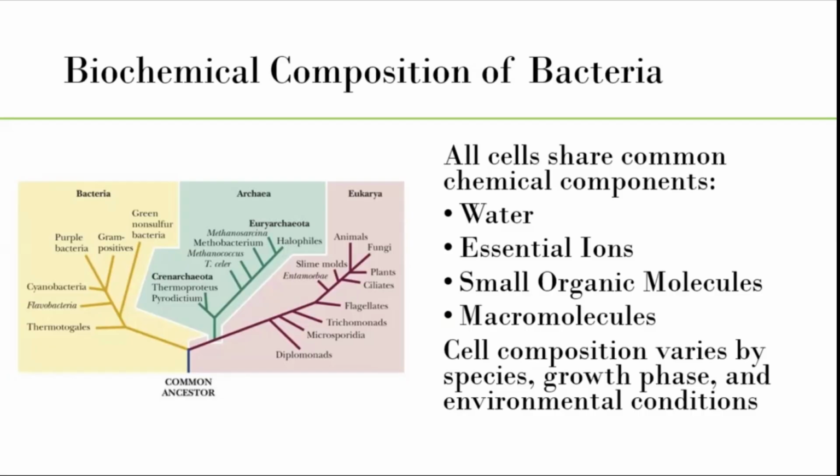Now, the composition of these things, how much of one or the other of these 4, it really depends on the cell. It depends on the species. It depends on what growth phase the bacteria are in. It depends on the environment. So there's a lot of asterisks when it comes to exactly what percentage of the cell is made up by each of these 4, but they have to all be there in the cell.